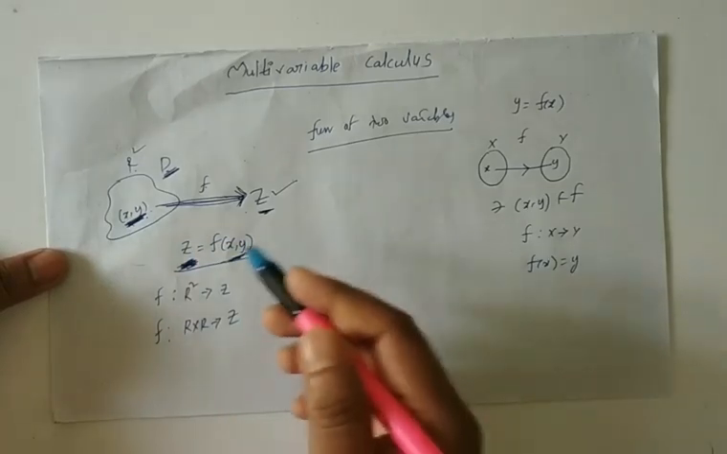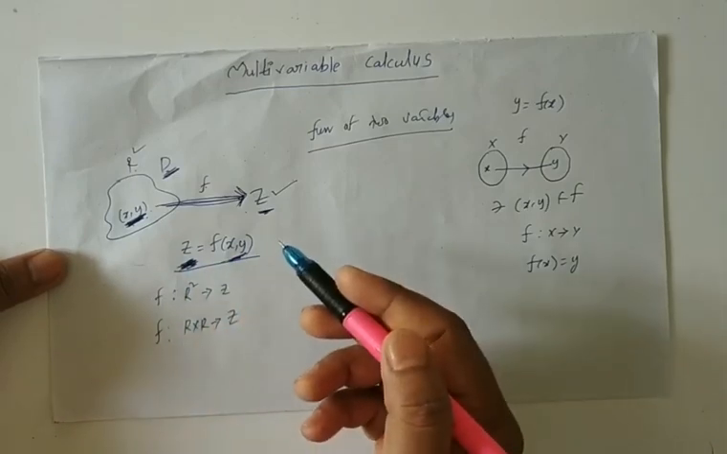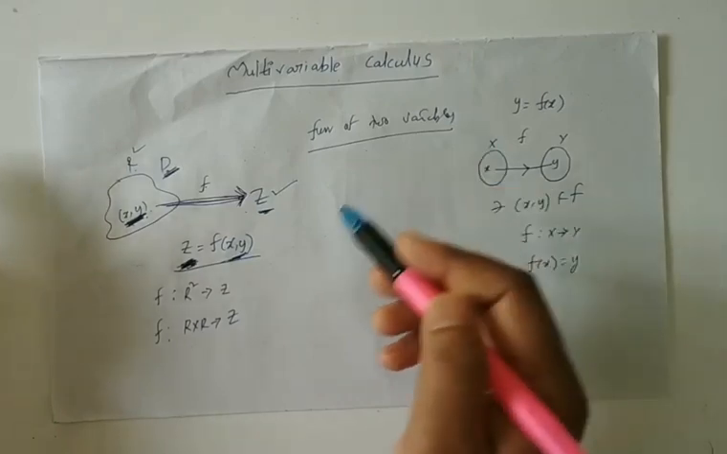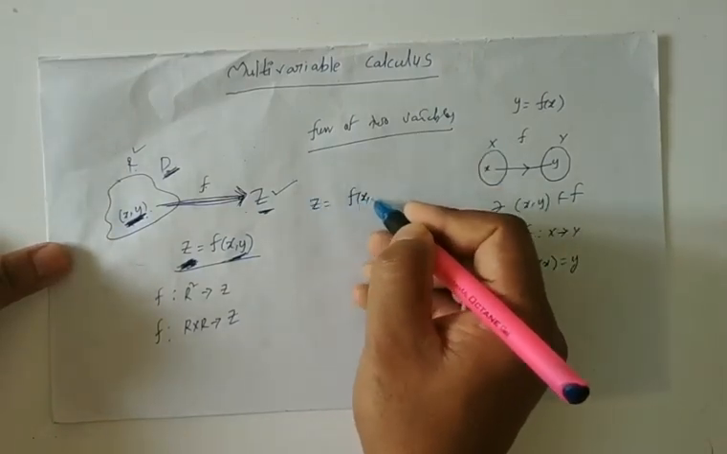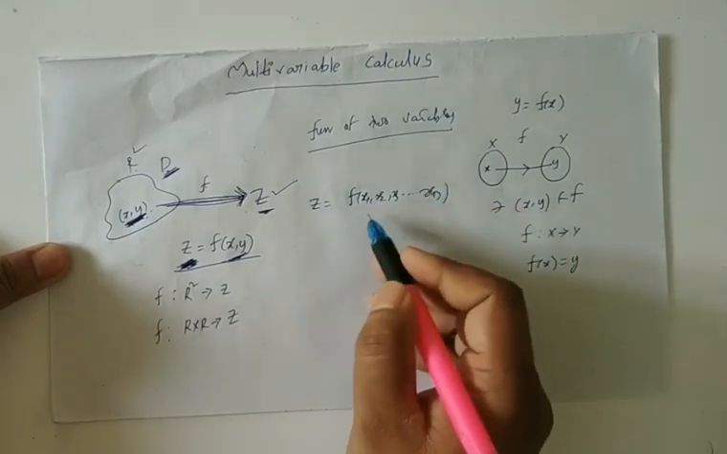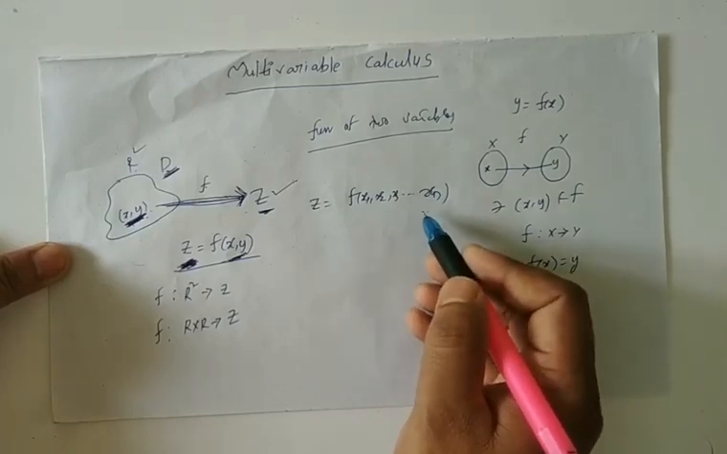Similarly, we can define a real valued function of n variables also. Here z is equal to f of x1, x2, x3, and so on up to xn, where x1, x2, x3, and so on up to xn belong to R to the power n.